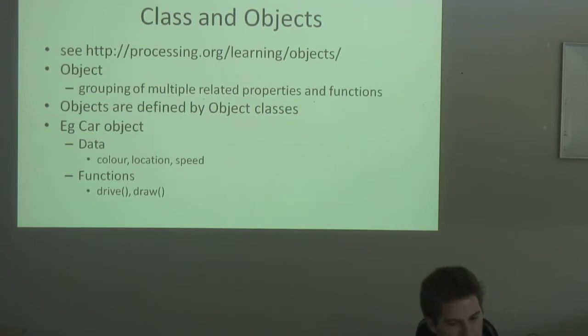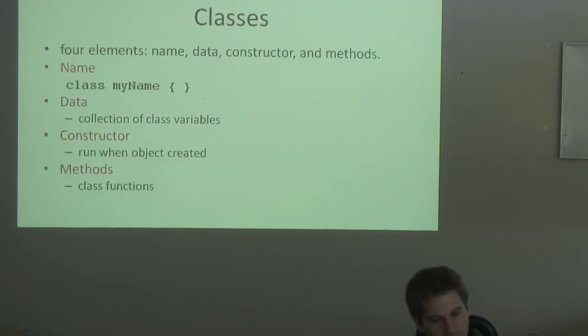So an object is a thing. For example, we might have a car object, and a car object may have a location. It may have a speed. We may be able to tell it to drive. We may be able to say, draw yourself on the screen, and so on and so forth.